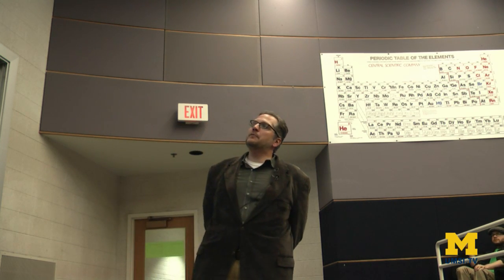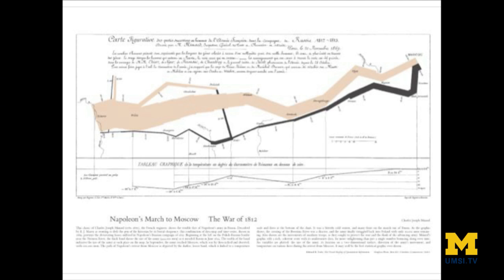Another one that he points to as being famous was made a long time ago, and this shows the march of Napoleon both to Waterloo and back from it, right? So the thickness of the line is basically the size of his army, and it's moving, you can see, over to Russia, and then it's marched back.